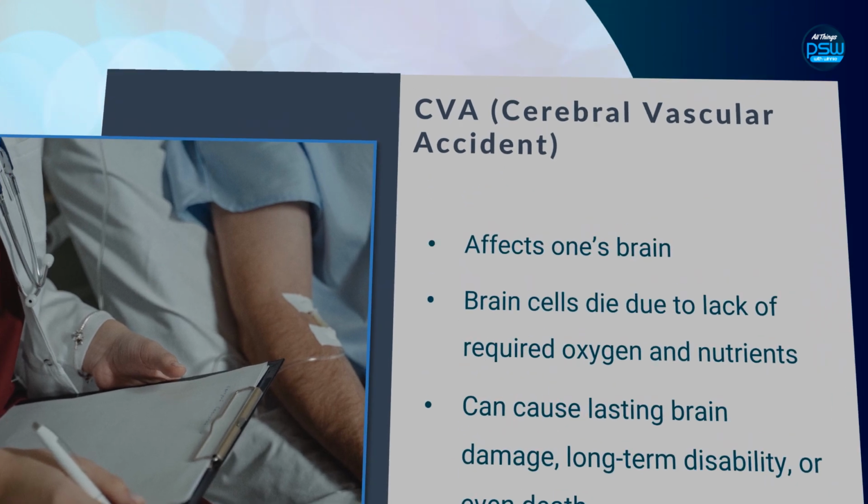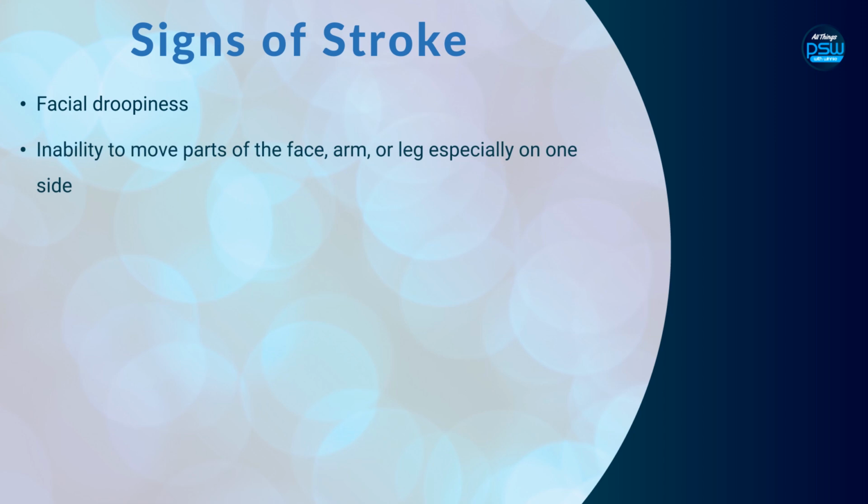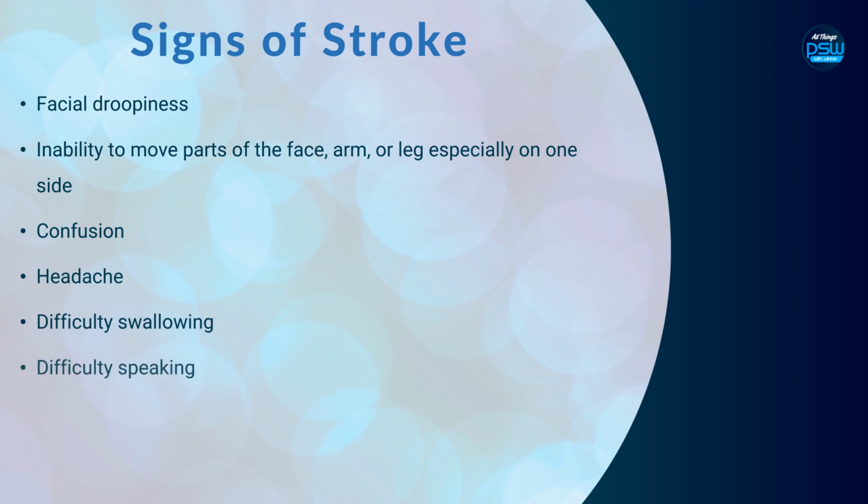So signs of stroke include the inability to move parts. You'll just walk in and you'll notice that, oh my gosh, Mr. Jones is kind of drooping right now. One side of his face is not moving as well as it was, or he's slurring, and one side is weaker. You ask him to raise his hands and one side is not going as high as the other, or one side of the face is drooped, or the leg cannot be lifted as high as the other leg. This is already what tells you that this is probably a stroke. Confusion is another sign, headache, difficulty swallowing, and like we said, difficulty speaking.